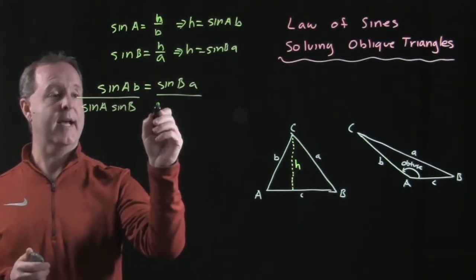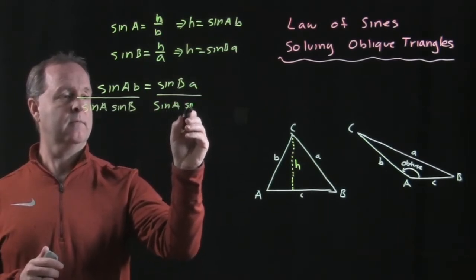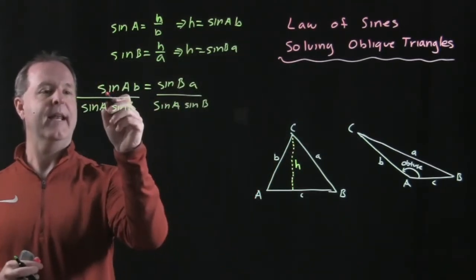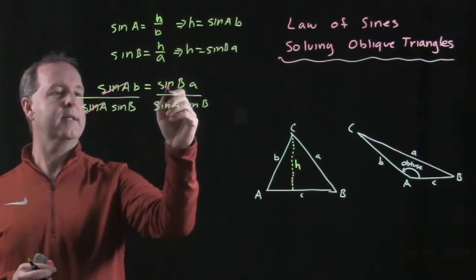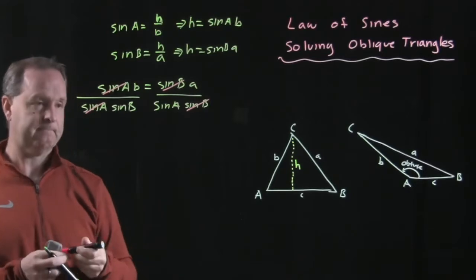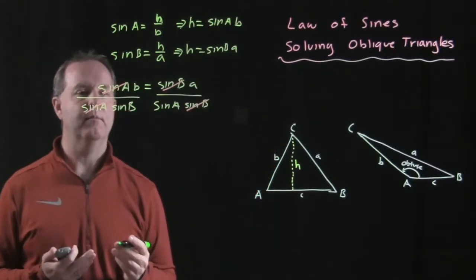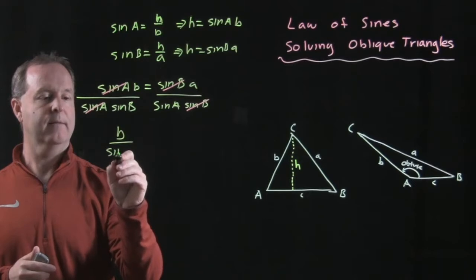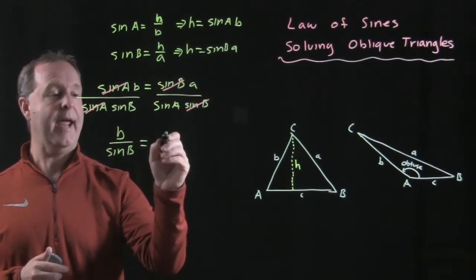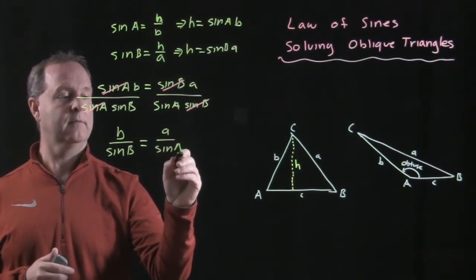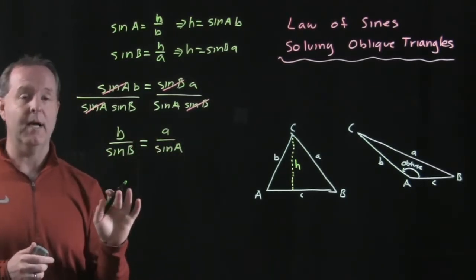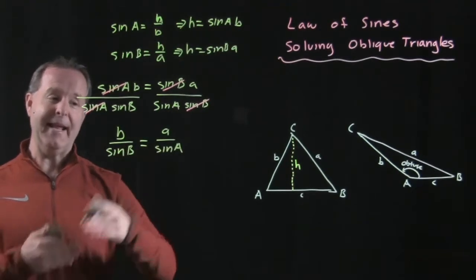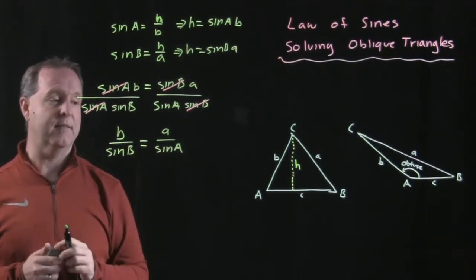And this is valid because whatever I do to one side, I can do to the other, right? Doing that, I have a sine A factors out with a sine A on the denominator, and on the right side, a sine B factors out a sine B. And then I'm left with a fascinating relationship. I'm left with this idea that B over the sine of B equals A over the sine of A. And that's the first part of our law of sines, where if I can find a side and its corresponding angle, and another side, I could find out some more parts of that particular triangle.